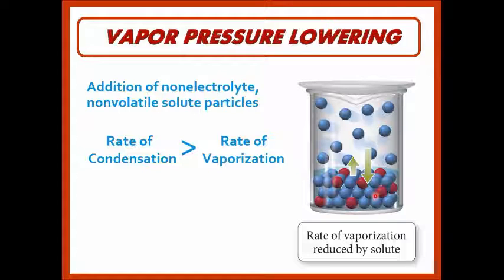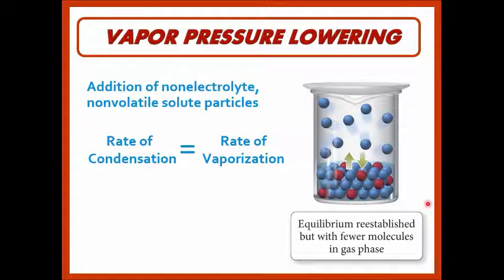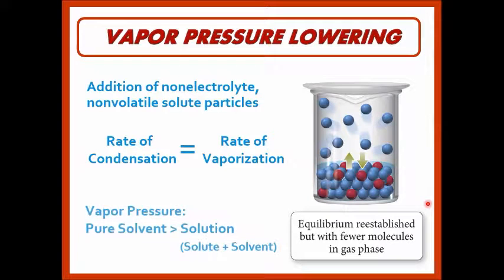As they condense, the reduced number of molecules in the gas phase allow for a decrease in the rate of condensation. Eventually, dynamic equilibrium is achieved and the number of molecules in the gas phase have reduced. Since there are fewer molecules in the gas phase, this reduces the pressure of the gas at dynamic equilibrium. Therefore, the vapor pressure has decreased in comparison to the pure solvent.